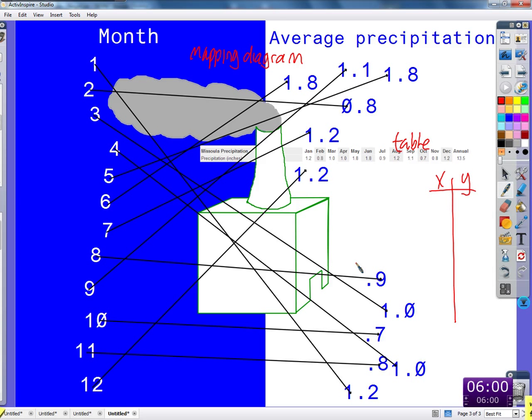So, back in that table, we could also take each of these pairs and just pair them up in what's called an ordered pair. The order being input, output. Input of 2, output of 0.8. Input of 3, output of 1.0. And we can continue on. We can use ordered pairs.